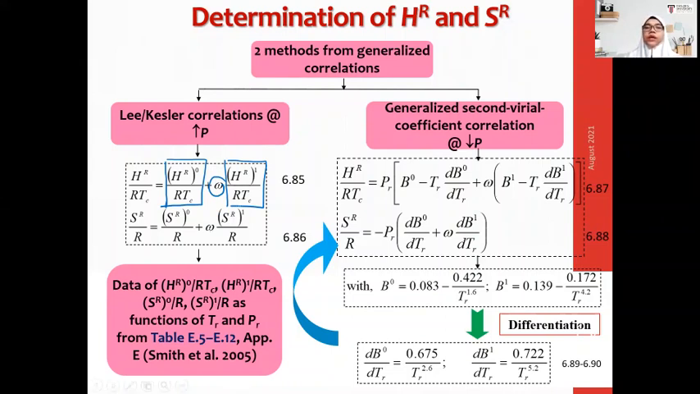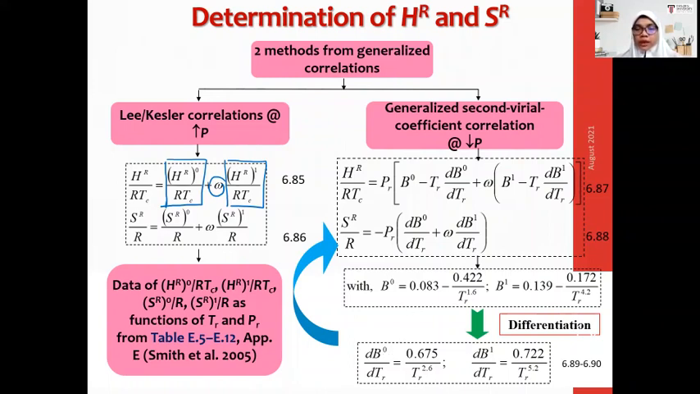For each property or substance, it has its own eccentric factor, and for each reduced temperature and pressure, it also has its own SR0 and SR1. The same goes for the enthalpy. Okay, for the generalized second virial coefficient, we may use this equation. And finally, we can get the dB0 and dB1 using this.